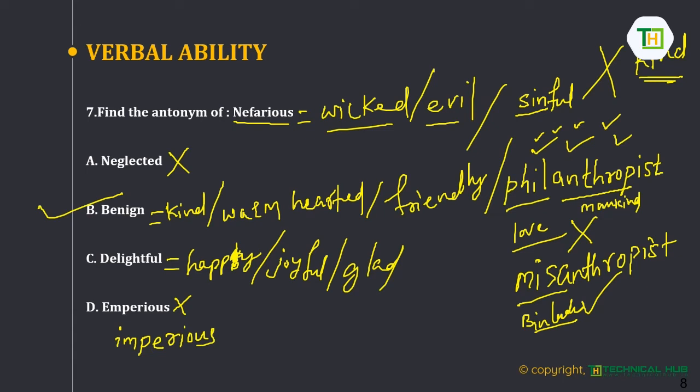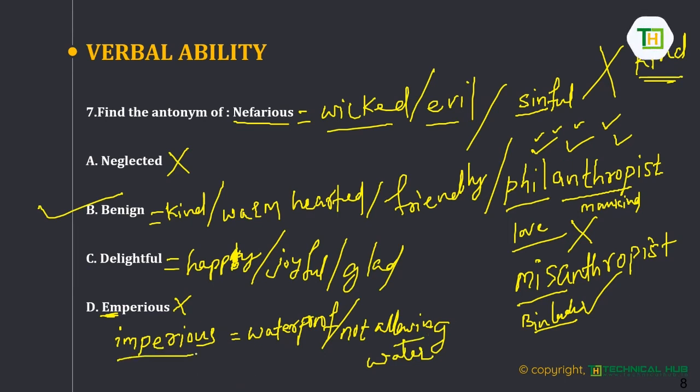No word called imperious, but imperious is there. So the meaning of this word is waterproof. Waterproof, or not allowing water into it. Not allowing water. Okay, so imperious. So try to remember this word, imperious.